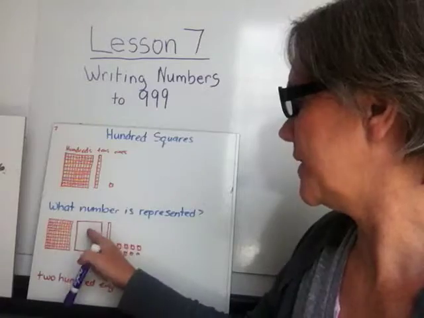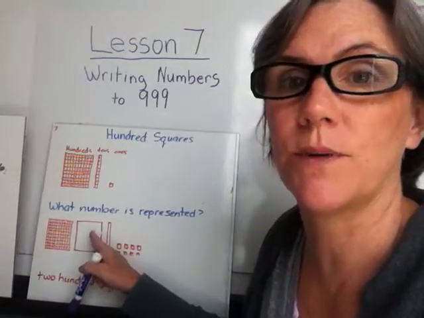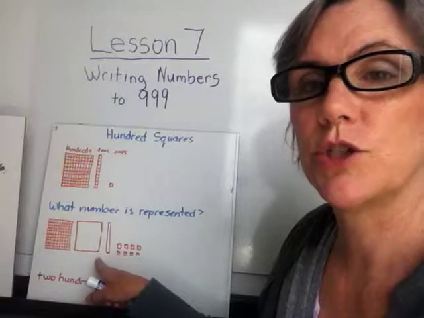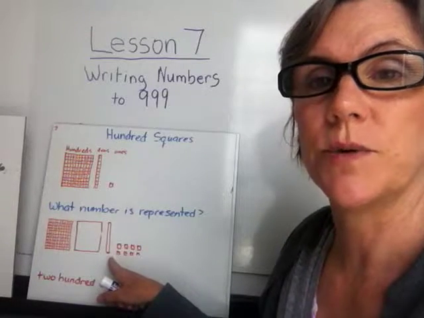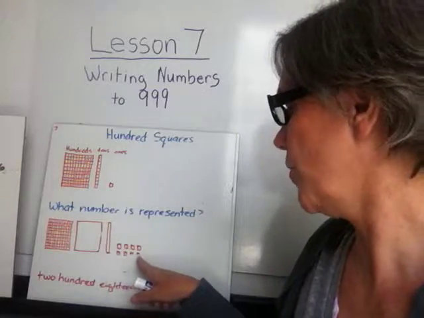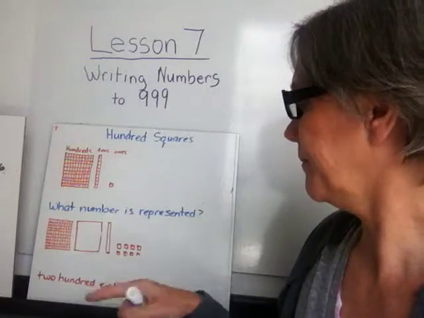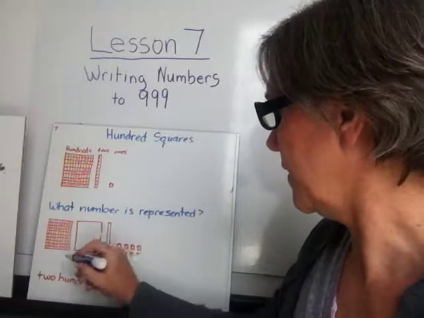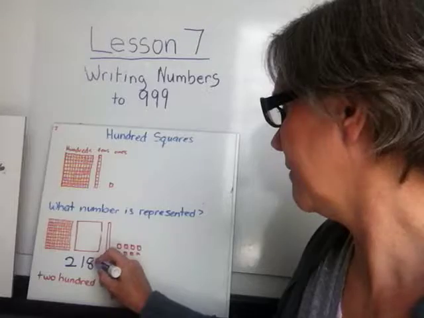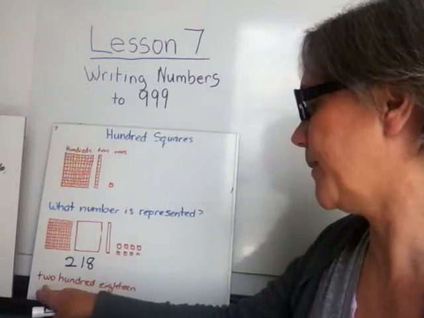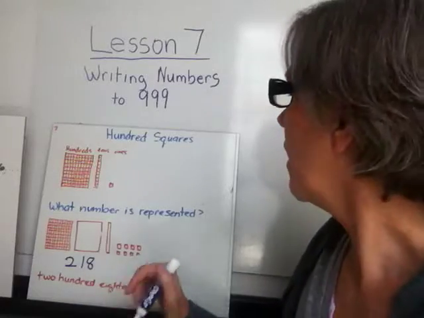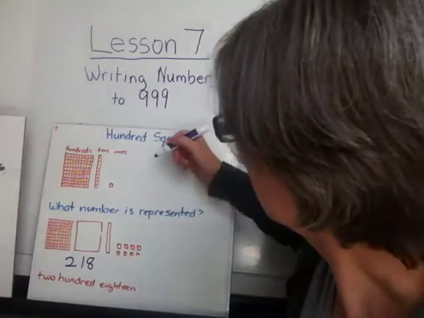Okay, so what number do we have represented here? We're just going to pretend like this is divided up into 100 squares. So here's 100, 200, 210, and then here are 8. So this is 218, which is written 218. And when you spell it out, it's two hundred eighteen. Alright, so let's try another one.